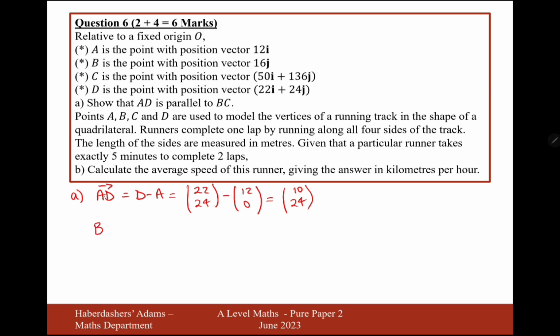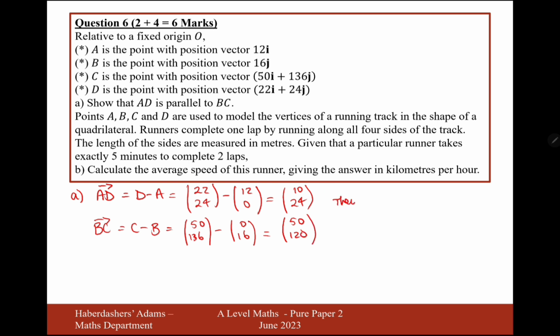Okay, let's now do BC. So I'm going to do C take away B. C is (50, 136). And I need to minus 16j, which would be (0, 16). So I get (50, 120). So these two are definitely going to be parallel.